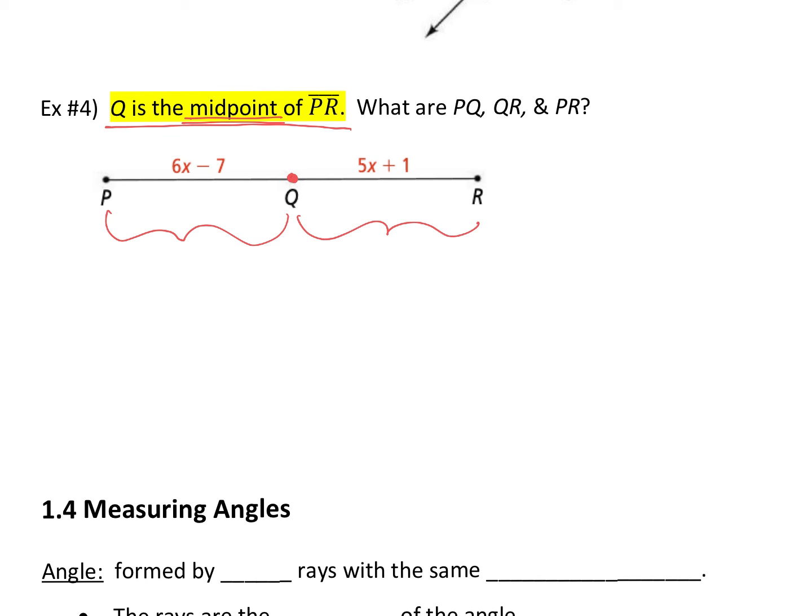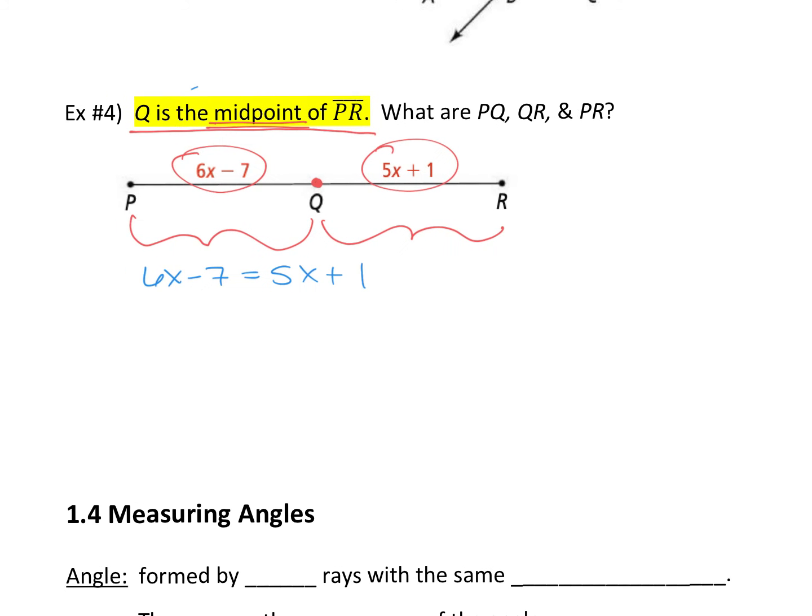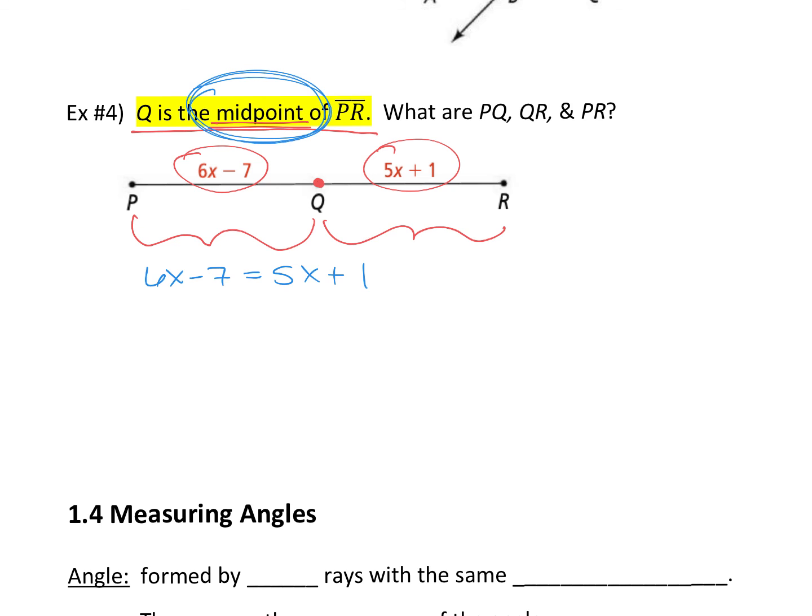So what is true of these two pieces? Oh, wait, so if it's the middle, that means that both are equal, right? Right. So we're going to set them equal, right? We're going to take these two pieces and we're going to set them equal. 6x minus 7 equals 5x plus 1. Okay? So just be careful. If you see the word midpoint, chances are you're putting an equal sign between the two pieces. If you don't see midpoint, you're adding pieces together to set them equal to a total. Okay? So let's solve this.